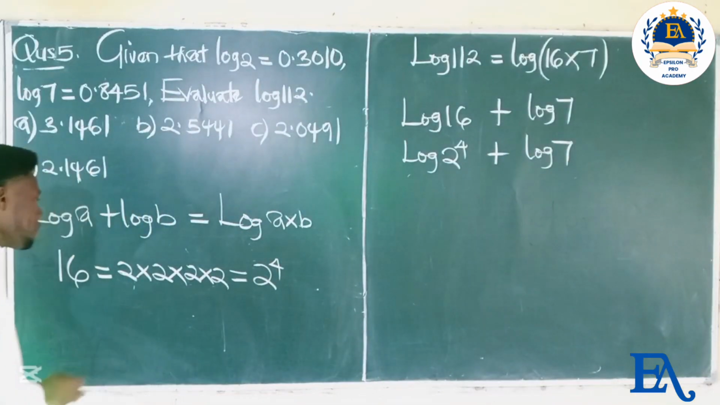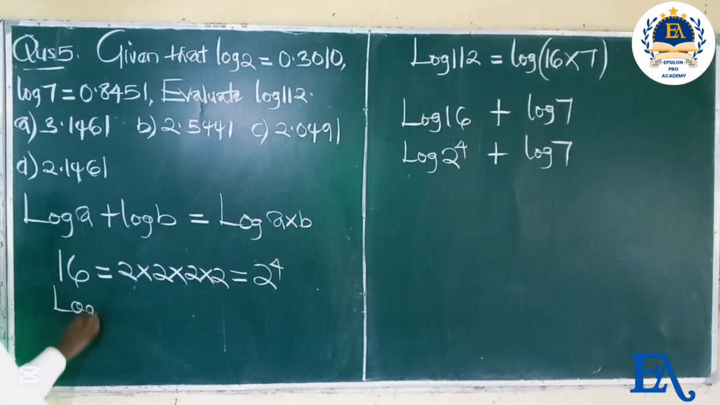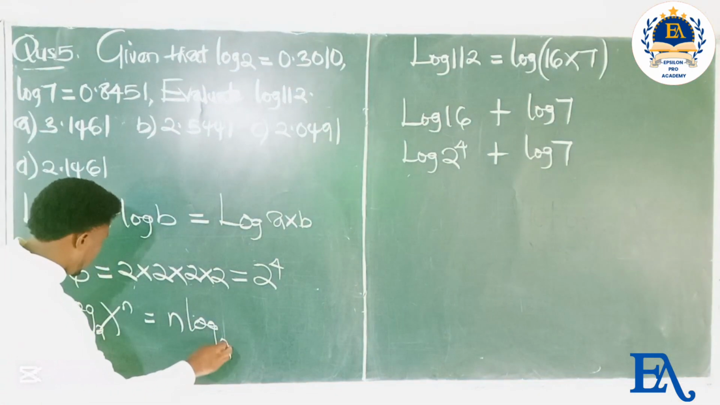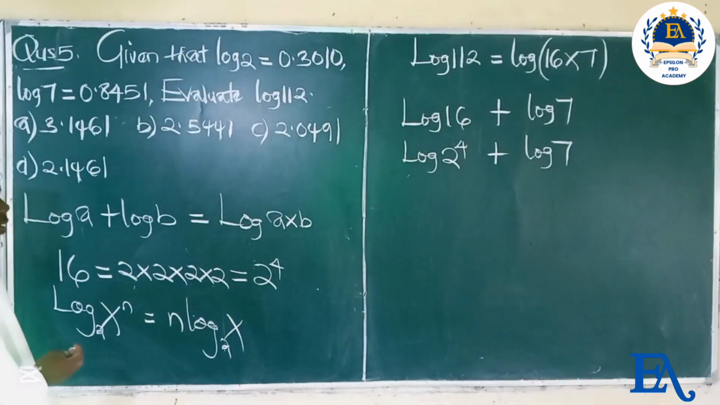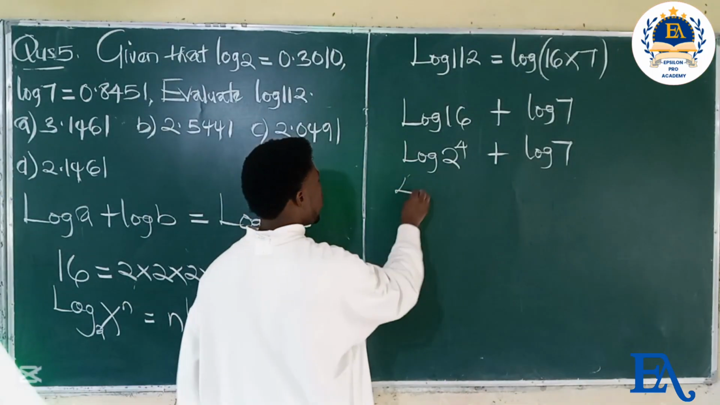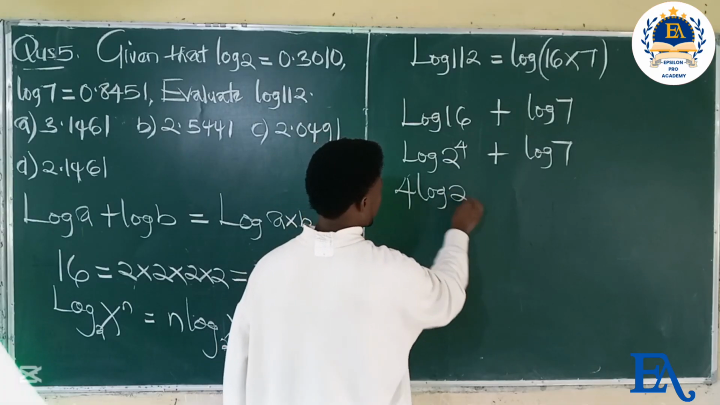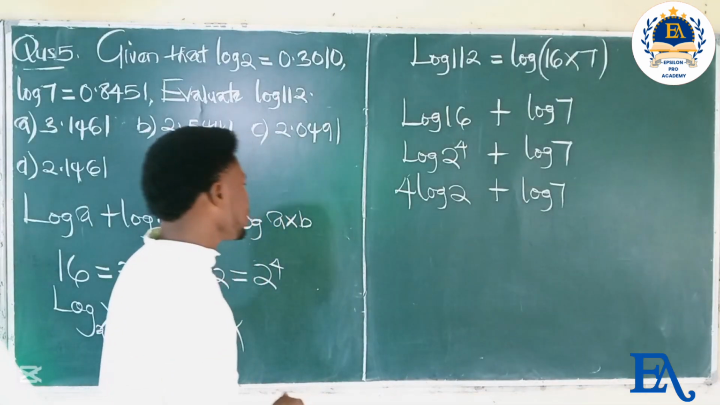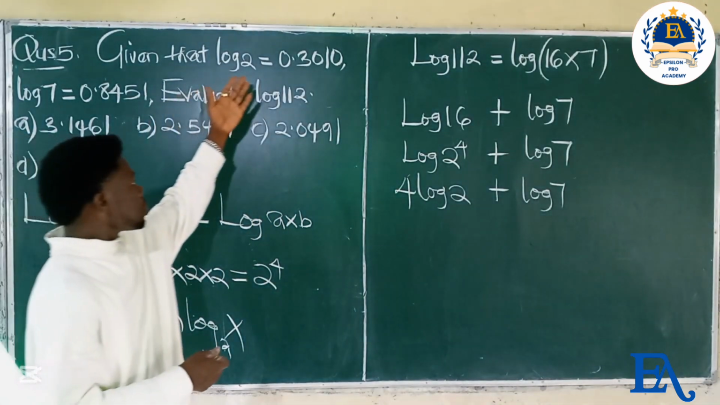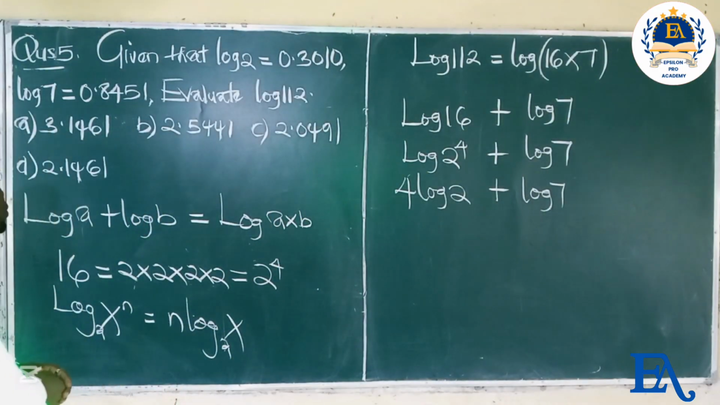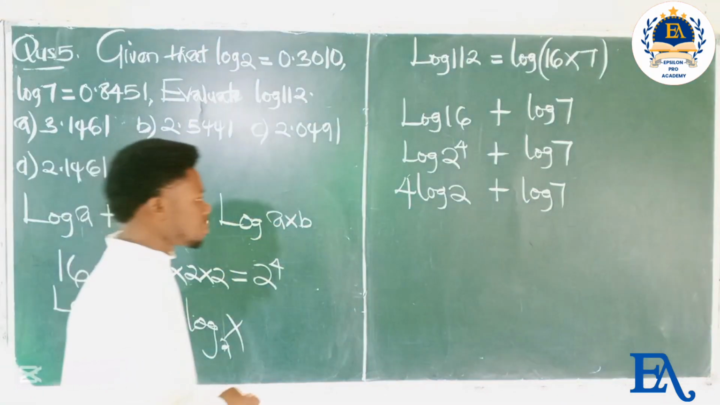Again, in logarithm, when it comes to power law, if we have log x raised to the power of n, this can also be written as n log x in base a. The power is used to multiply the log itself. Applying this over here, we have 4 log 2 plus log 7. So at this point, we can do the substitution by putting 0.3010 into log 2 and putting 0.8451 into log 7.